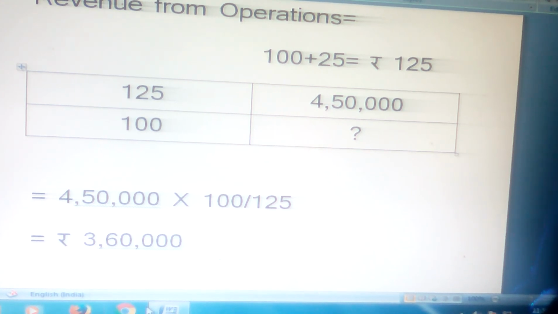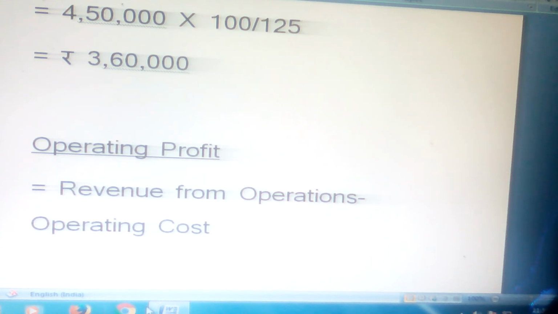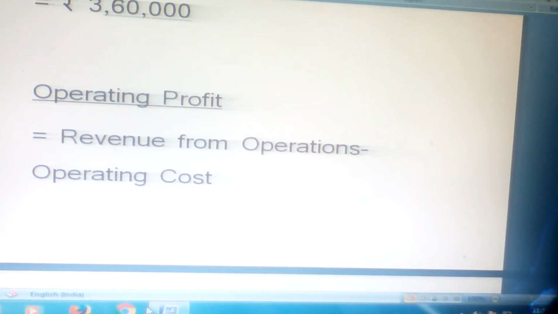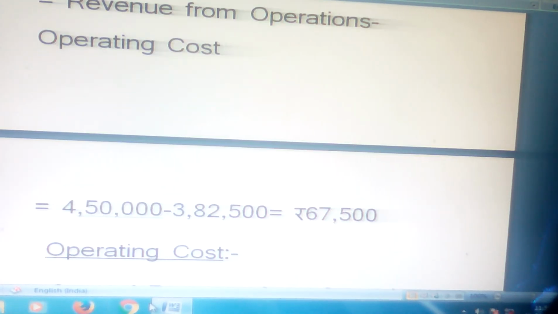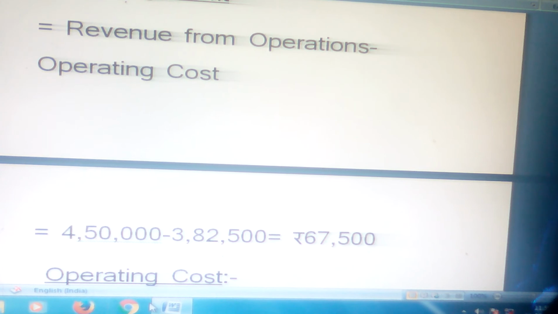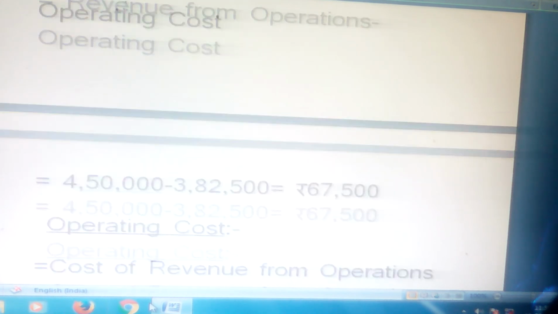Cost of revenue from operations 3,60,000. Now what is our operating profit? As you know, revenue from operations minus operating cost. So what is our revenue from operations? 4,50,000 minus our operating cost. How to calculate operating cost here?